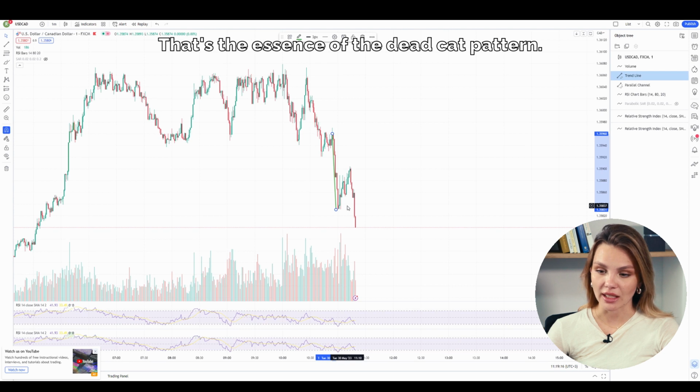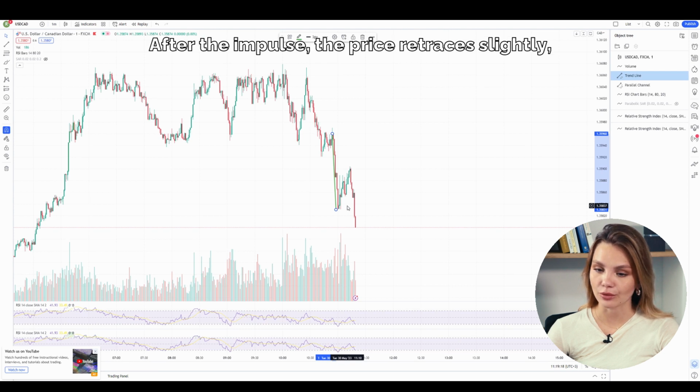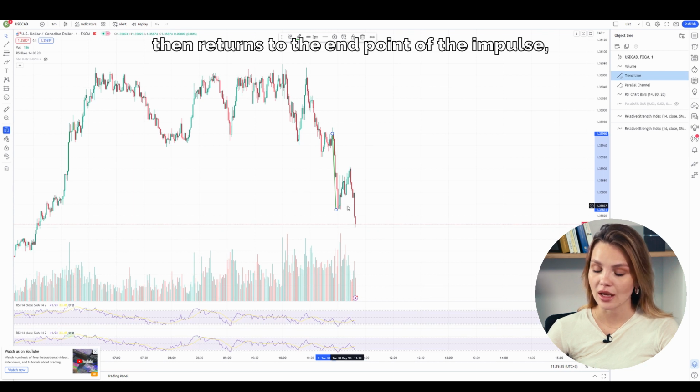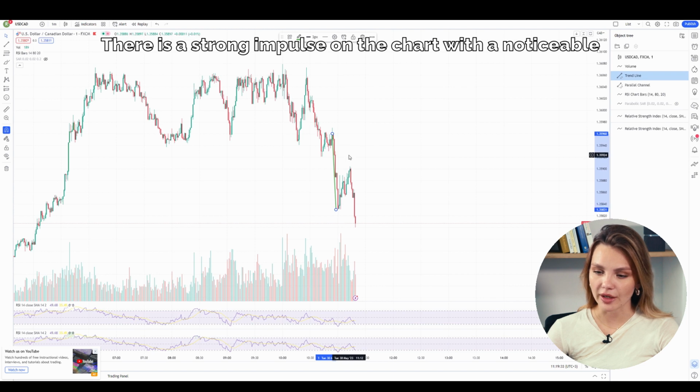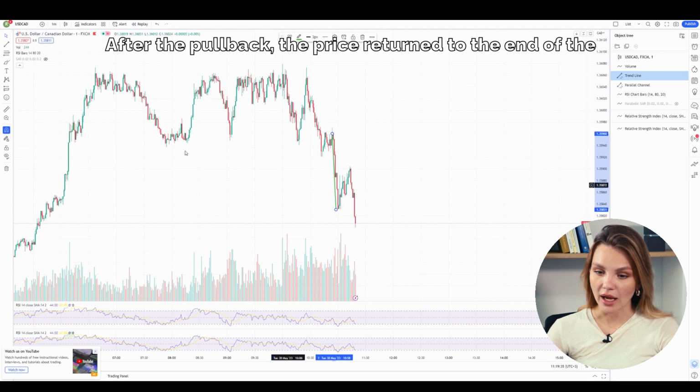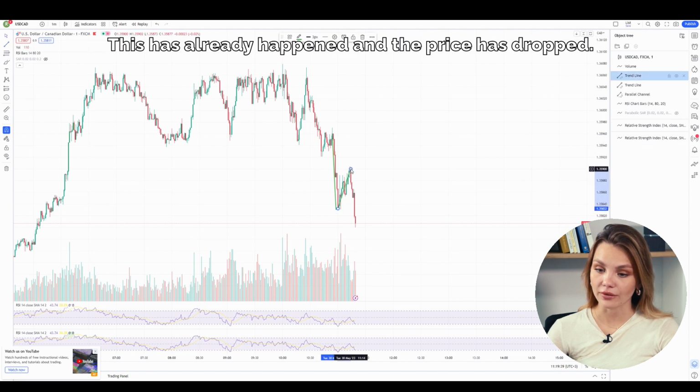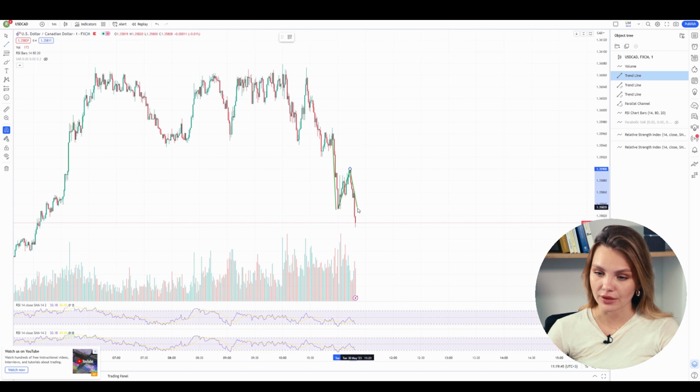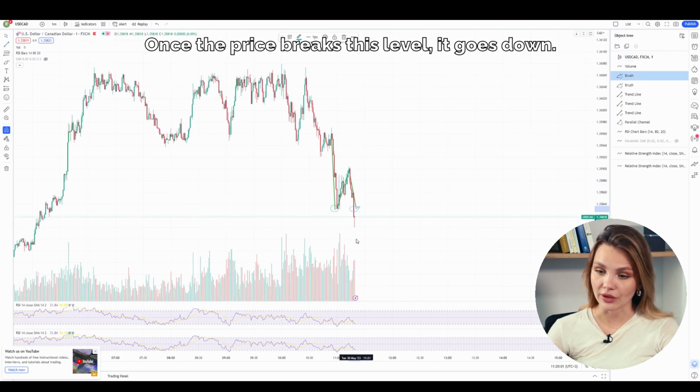That's the essence of the dead cat pattern. After the impulse, the price retraces slightly, then returns to the end point of the impulse, breaks that level, and continues downward. There is a strong impulse on the chart with a noticeable pullback. After the pullback, the price returned to the end of the impulse. This has already happened and the price has dropped before the end of the strong impulse. Once the price breaks this level, it goes down.